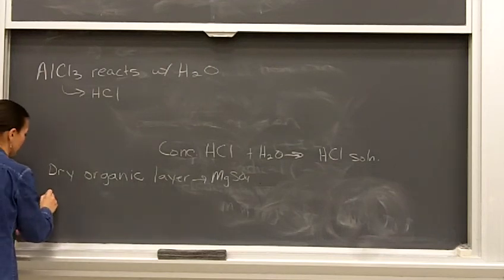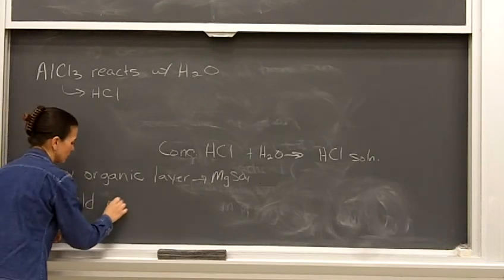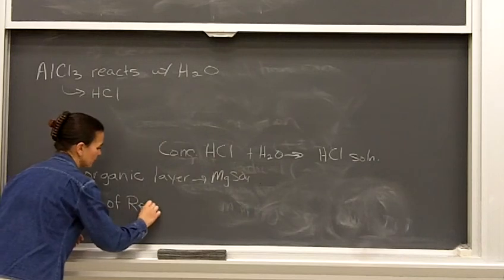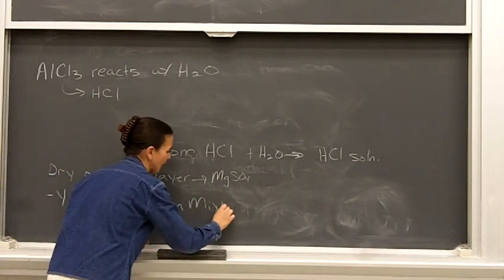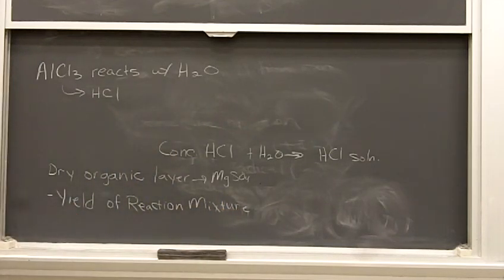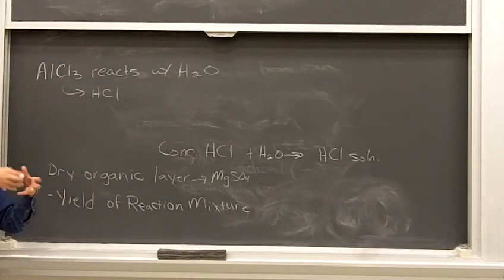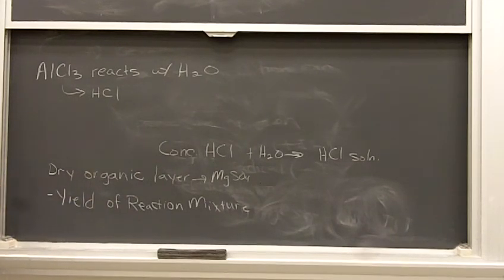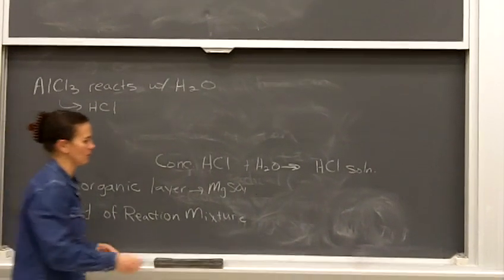Then you're going to get a yield of that toluene mixture. And then after you get your GC data, you're going to go back and figure out how much of it is actually alkylated toluene. You'll take that percentage times this yield and figure out how much product you made, okay? So you want the yield of the whole mixture, toluene and everything, after you dry with magnesium sulfate and after you filtered it. Get the yield of your reaction mixture, okay?